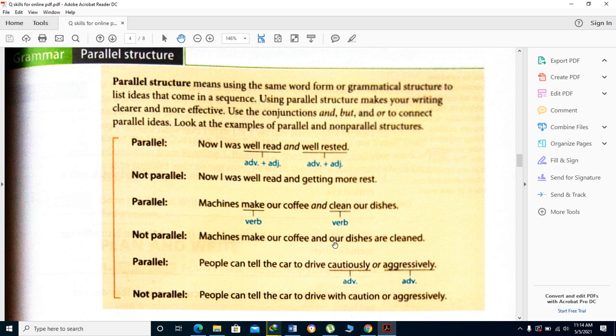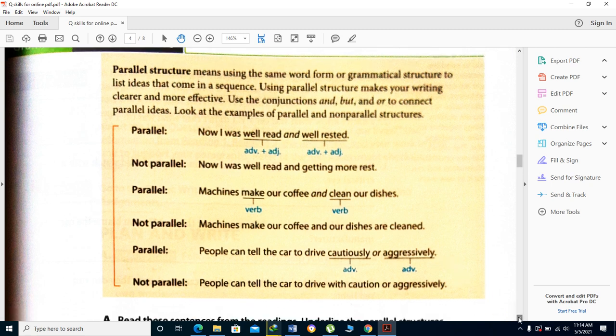Non-parallel structure with the same words: Machines make our coffee and our dishes are clean. So now here you have an active voice, here you have a passive voice. So you cannot use an active and passive voice in the same sentence if you want to use parallel structures, and this is not grammatically sound. It doesn't sound good. It's not good English. And there's one last example.